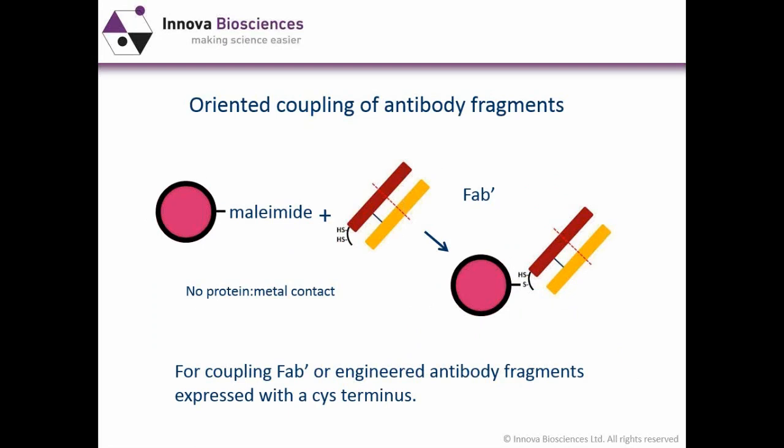You can also use the coated gold for oriented coupling of antibody fragments, for example Fab primes. So the thiol groups shown here will react with the maleimide very efficiently, and you can get a fragment on a gold particle without the protein-metal contact. You can obviously use exactly the same fragment and use the self-assembly approach using bare metal nanoparticles, but sometimes that damages the fragment, and it's usually better to use a surface coated particle if you've got small fragments.